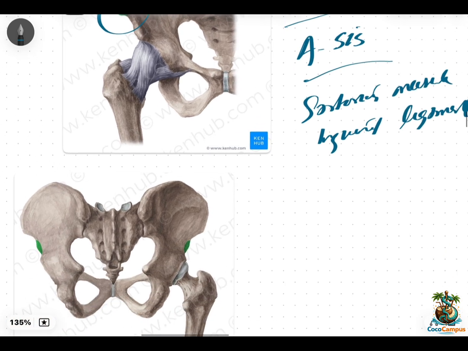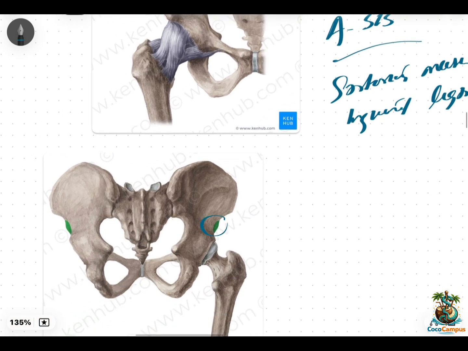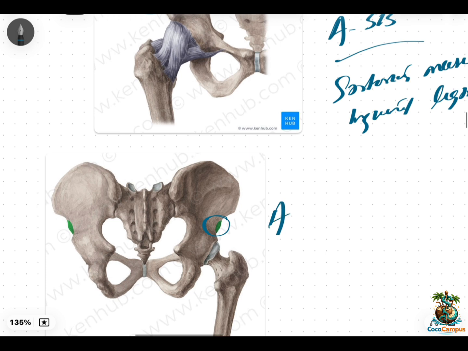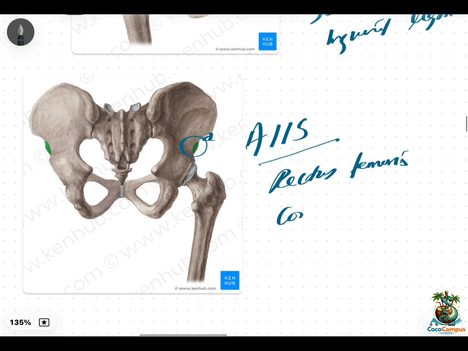Anterior inferior iliac spine, AIIS. It is just below the ASIS. Origin of the rectus femoris, the straight head of the rectus femoris. It is a common site for avulsion fracture in young athletes. For example, when a soccer player kicks with a stupendous force.